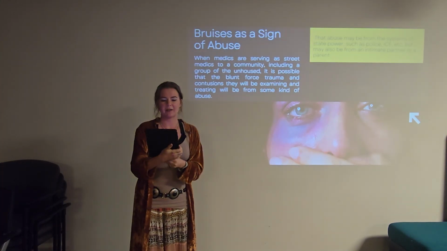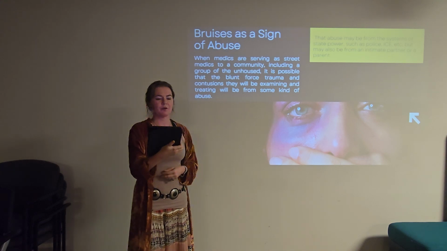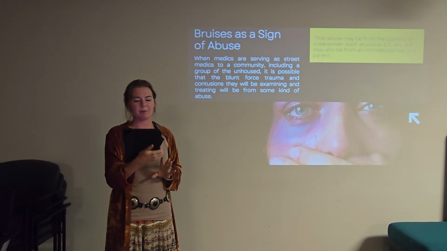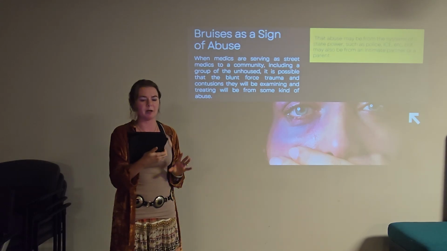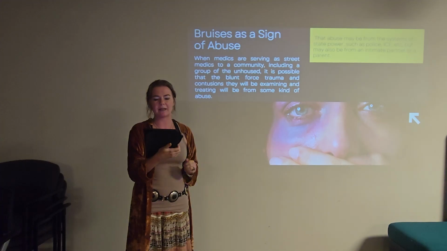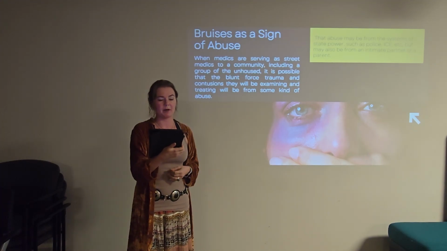When medics are serving as street medics to a community, including a group of the unhoused, it is possible that the blunt force trauma and contusions they will be examining and treating will be from some kind of abuse. That abuse may be from the systems of state power, such as the police, ICE, etc., but may also be from an intimate partner or a parent.